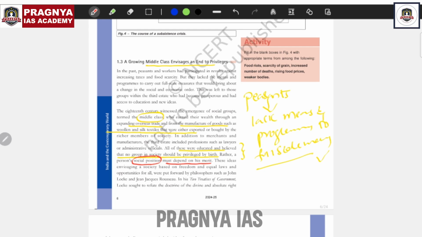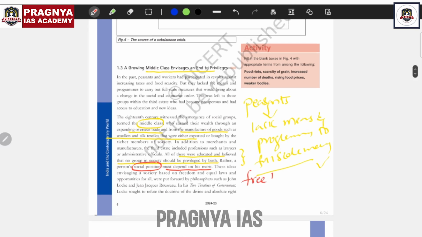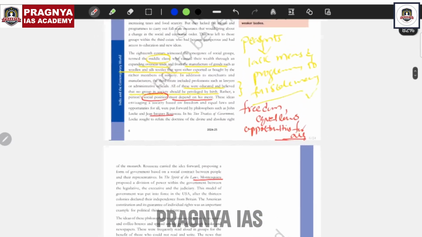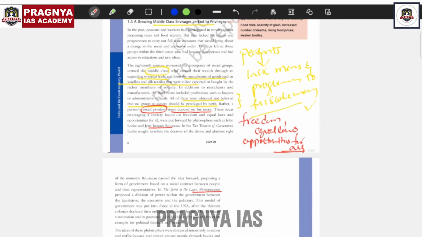The ideas like freedom, the ideas like equal laws and opportunities for all were put forward by philosophers like Jean-Jacques Rousseau and also Montesquieu. These philosophers came up with so many ideas. Also John Locke.